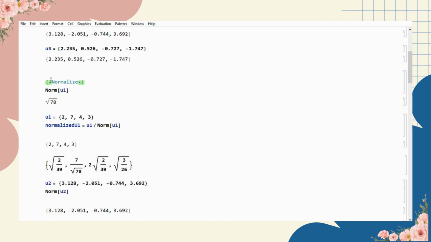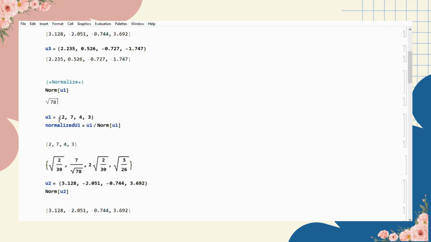So, the next one is normalize. Normalizing is one of the requirements for a basis to be orthonormal: each vector has a length of 1. We normalize each vector in the basis by dividing it by its norm. By dividing each vector by its norm, we make sure that the vector has a length of 1, satisfying the orthonormality condition. So, for the first one, we norm vector u1, and the answer here is square root of 78.